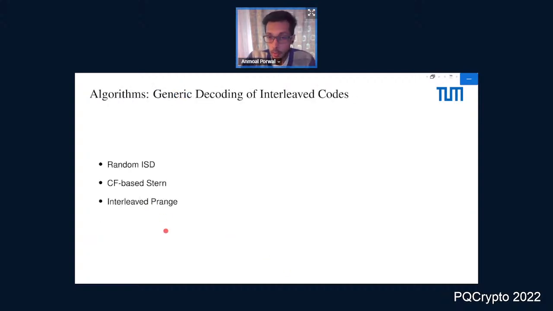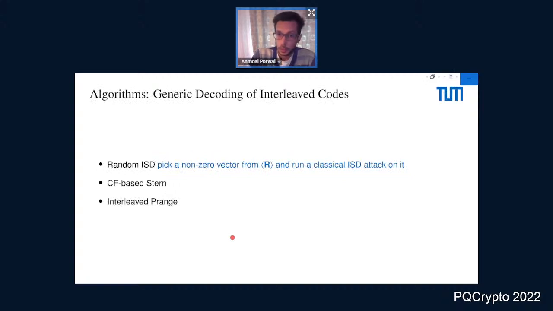I will describe three algorithms to do that. We call them random ISD, CF-based Stern, and interleaved Prange. I will first quickly explain what the first two are. Random ISD is very simple. The idea is that you just take any row from your received matrix, and that row will have at most T errors. So you can just run a classical information set decoding attack on it. Here you can use any classical ISD algorithm like Prange or Stern.